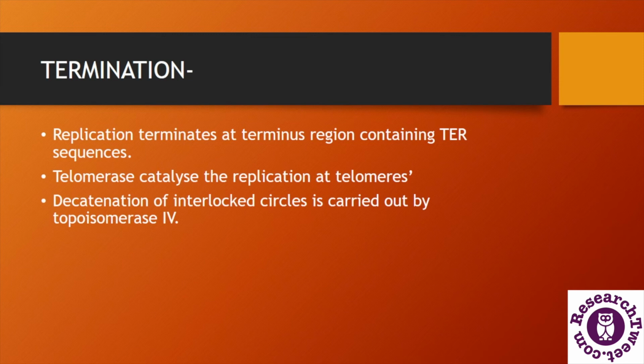When a circular chromosome finishes replicating, the new circles made by replication are physically interlocked or connected. These interlocked DNA must be separated so that each daughter cell receives a single double-stranded DNA after cell division. This decatenation of interlocked circles is carried out by the enzyme known as topoisomerase 4.